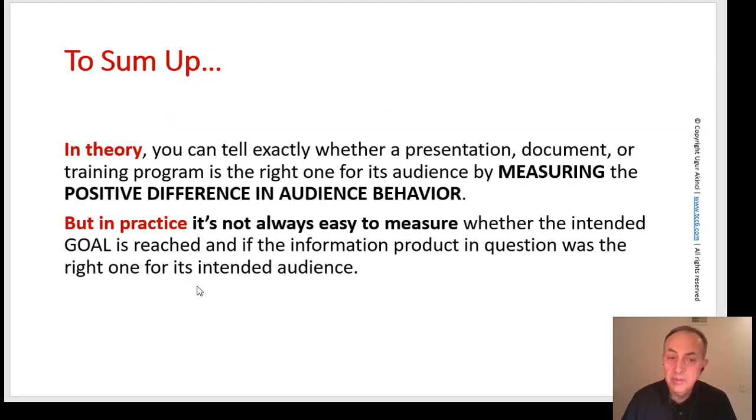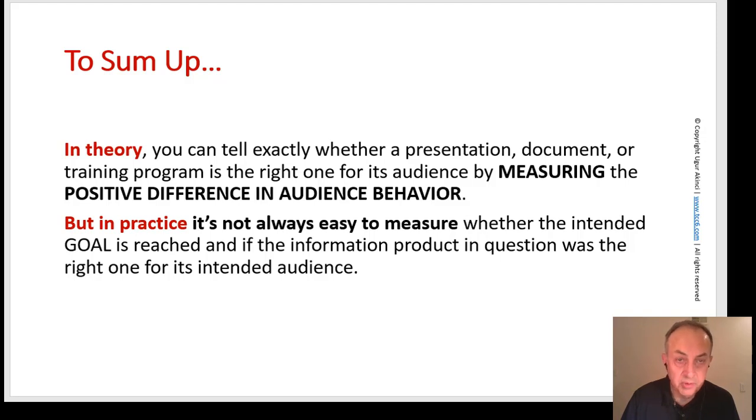So in theory, summing it up, you can tell exactly whether a presentation, document, or training program is the right one for its audience by measuring the positive difference in audience behavior. But in practice, it's not always easy to measure, as I tried to explain with these 3 examples. It's not always easy to measure whether the intended goal is reached and if the information product in question was the right one for its intended audience.